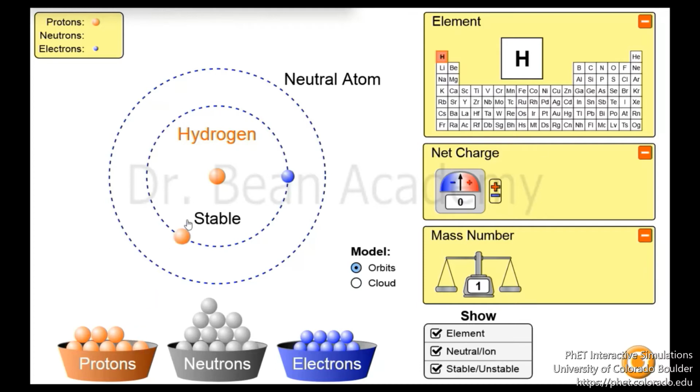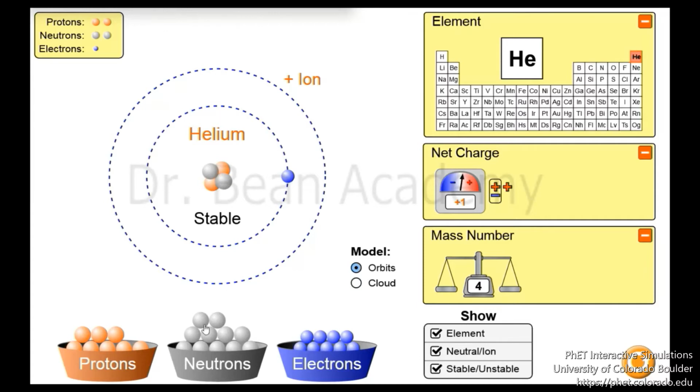So let me add one proton. Yes, it says that this is a helium ion, of course, because charges are not balanced, and it is unstable. Why is it unstable, and what should I do to stabilize this atom? Let me add one neutron. Oh wow, now it is stable, and I can add one more neutron. It's still stable and it is still helium.